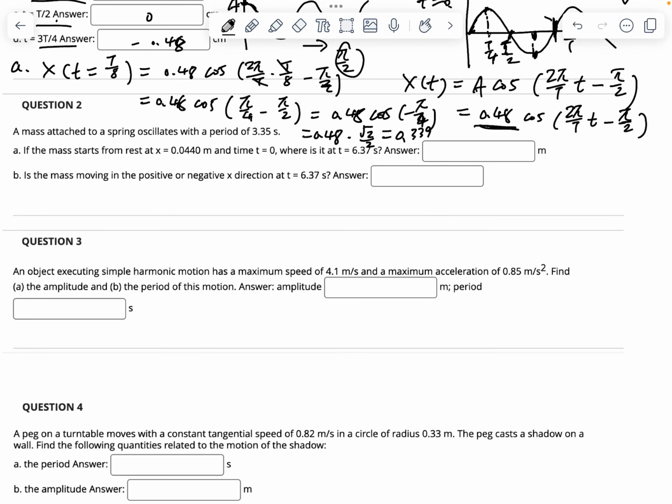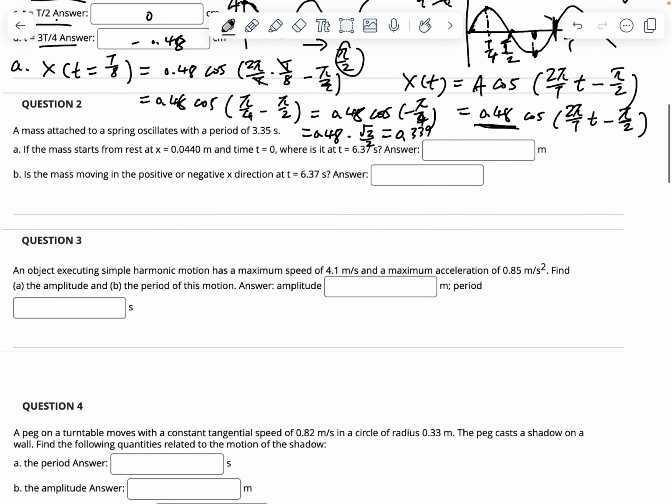Second one: a mass attached to a spring oscillates with a period of 3.35. So what do we know here? The period is equal to 3.35 seconds. If the mass starts from rest at this x, which means you start from the extreme location.